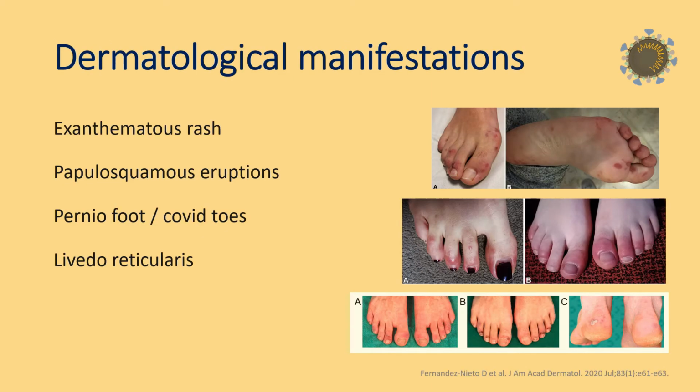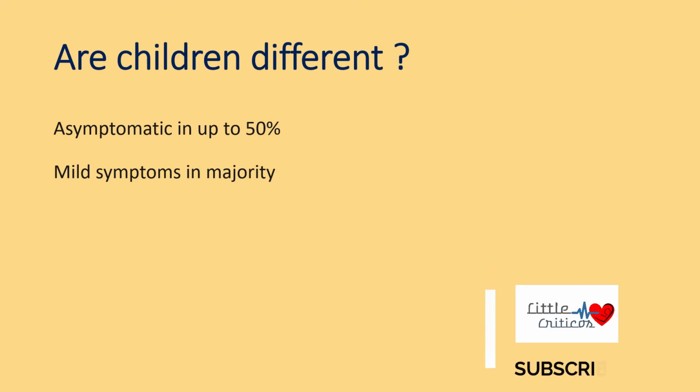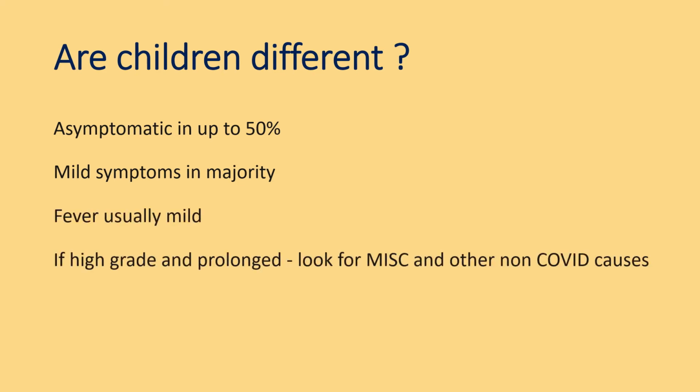The common dermatological manifestations observed are an exanthematous rash or papillosquamous eruptions. Perniosis, or COVID toes, and livedo reticularis are rare manifestations of SARS-CoV-2. Children are usually asymptomatic in up to 50% of cases. In those who become symptomatic, the majority of symptoms are mild. Fever is usually low grade, but if it is high grade, one needs to consider MIS-C or other non-COVID related causes. Family contact is usually present in the case of COVID infection in children.